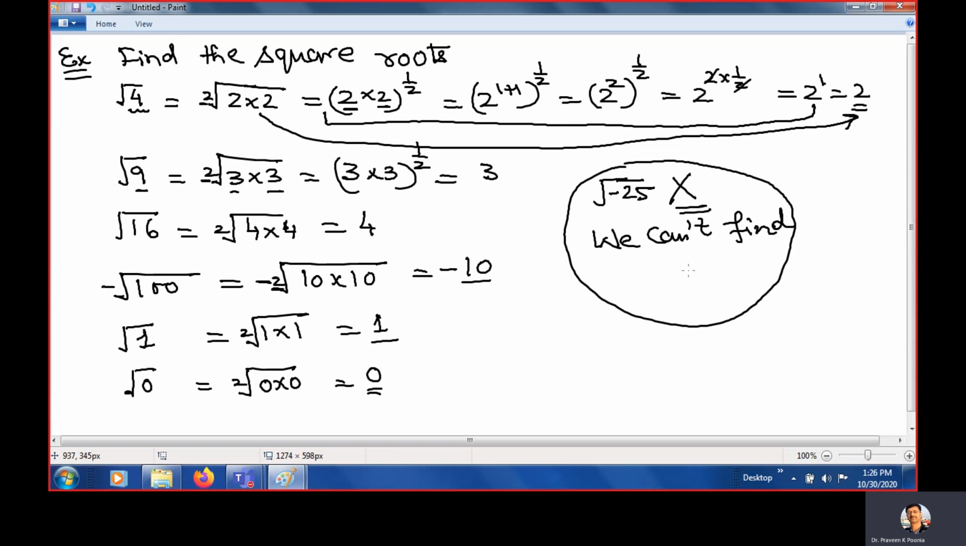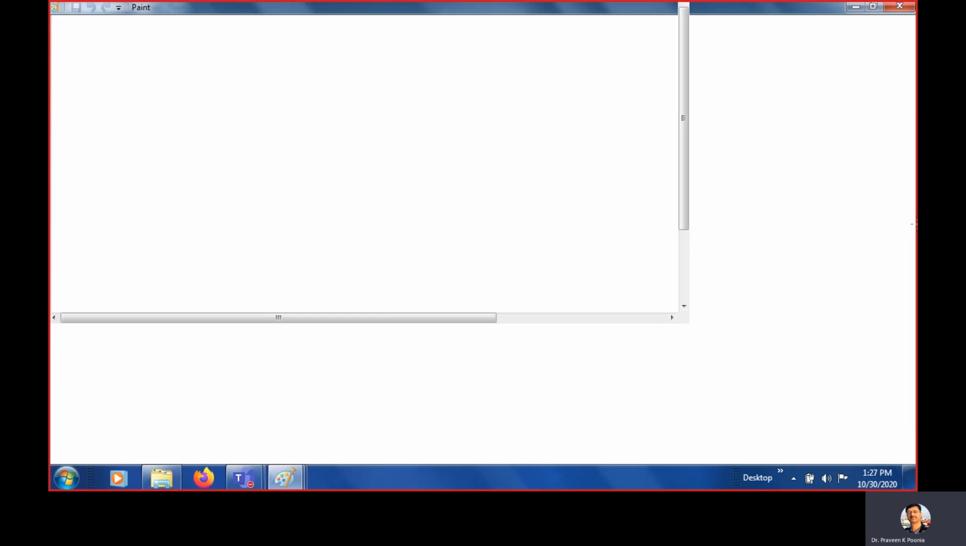We cannot find it. Clear? Because there is no real number whose square is minus 25. So this is impossible. We cannot calculate the square root of any negative number. Clear? We can calculate the next one, the cube root of any negative number.